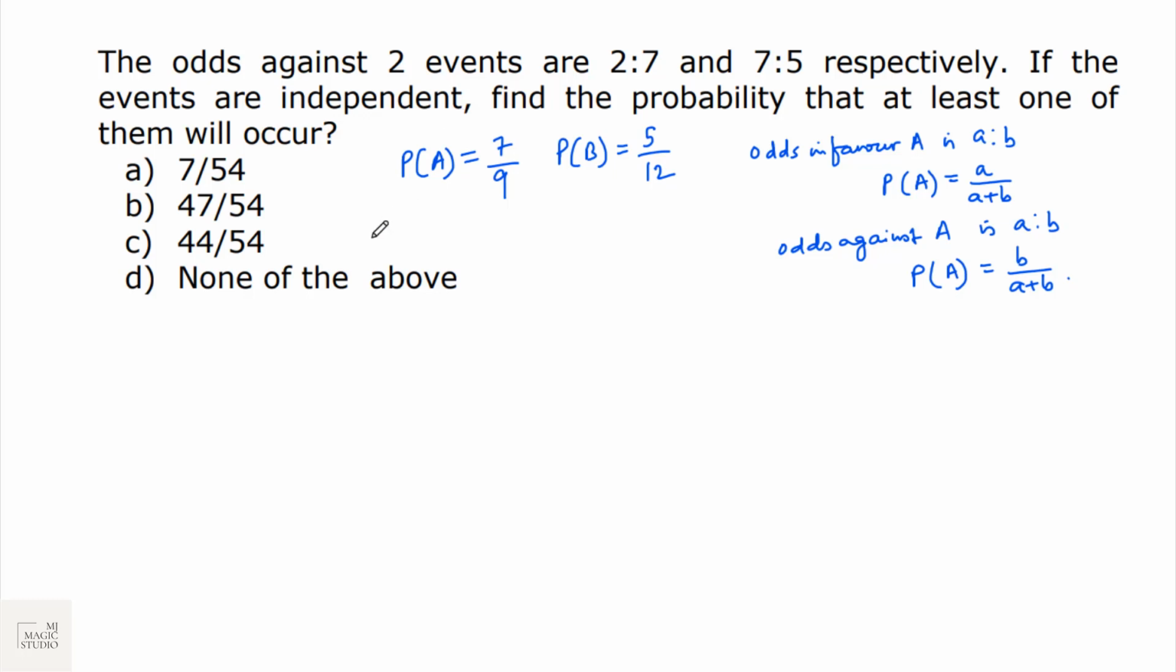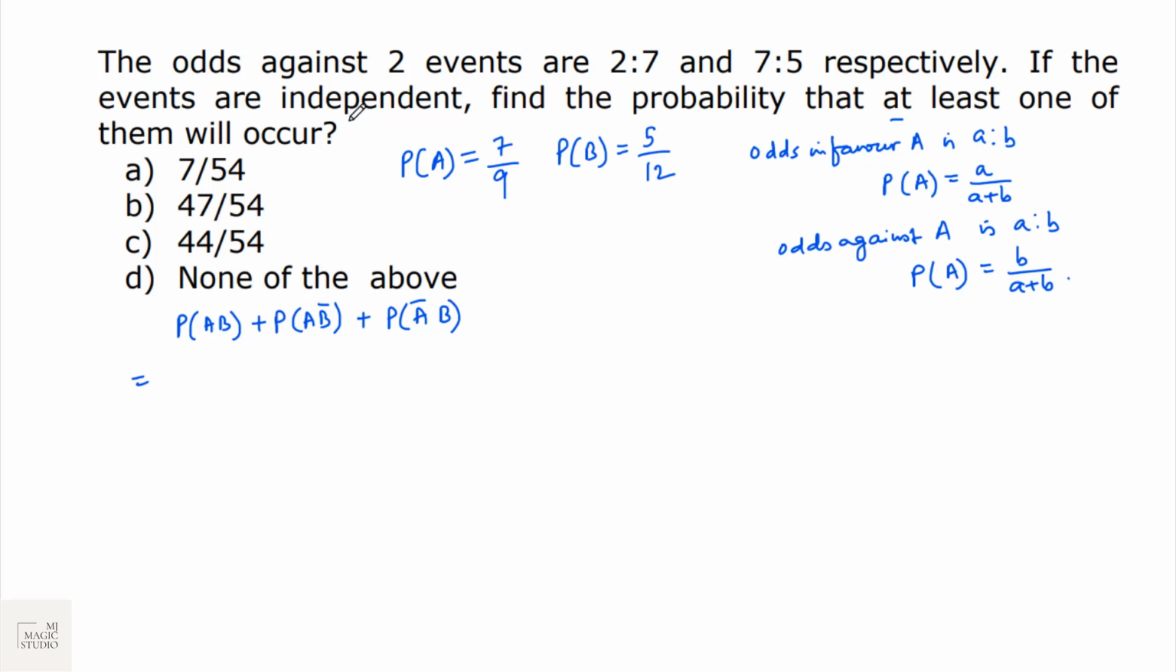If the events are independent, that means P(A∩B) will be equal to P(A) into P(B), or P(A complement) will be equal to P(A complement) into P(B complement), and so on. Find the probability that at least one of them will occur. Since at least one of them will occur, that means either both will occur, or A will occur and B will not occur, or A will not occur but B will occur. We can use this.